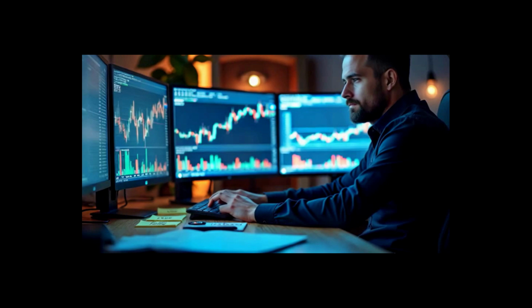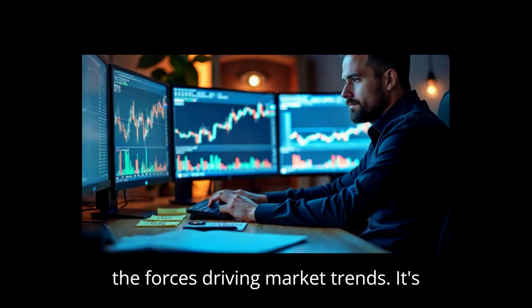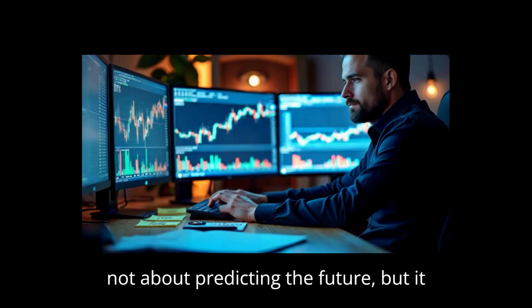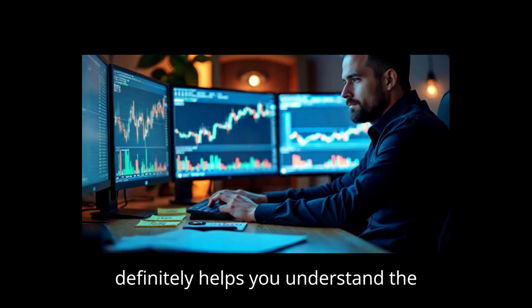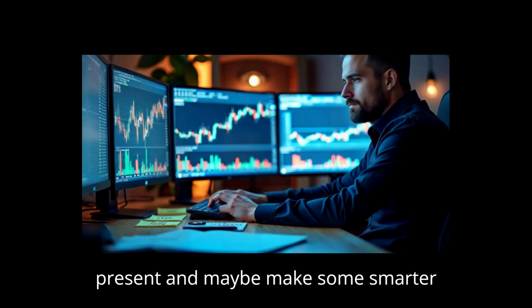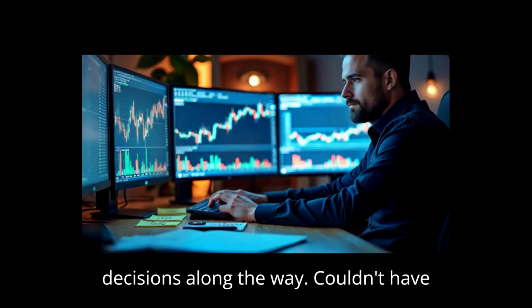Well, there you have it. Accumulation and distribution. The forces driving market trends. It's not about predicting the future, but it definitely helps you understand the present and maybe make some smarter decisions along the way. Couldn't have said it better myself.